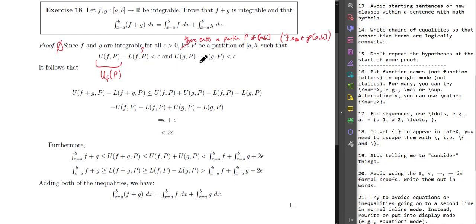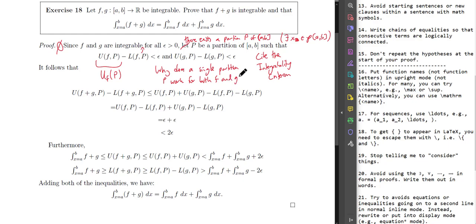Such that, okay, well, it sounds to me like you're using the integrability criterion. So again, we want to cite the integrability criterion, such that the difference between the upper and lower sums is bounded. Okay, well, why is it? So why does a single partition P work for both F and G? For both F and G, right?